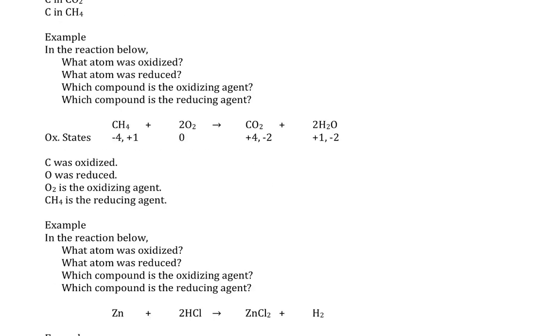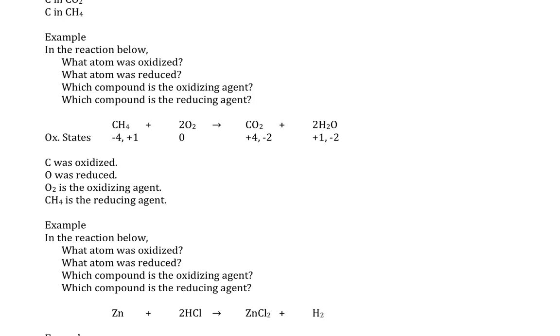In the reaction below, what atom was oxidized, what atom was reduced, which compound is the oxidizing agent, which compound is the reducing agent. Okay, so our reaction is CH4 plus 2O2 yielding CO2 plus 2H2O. So we have to look at oxidation states, and once we do that, we will see, yes, it's a redox reaction, and we will be able to determine what's oxidized and reduced and so on.